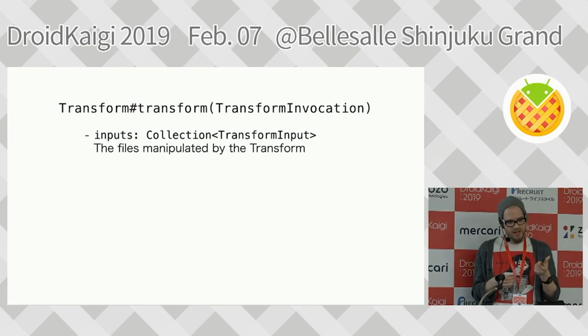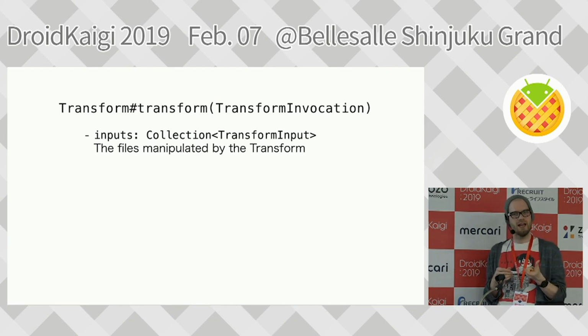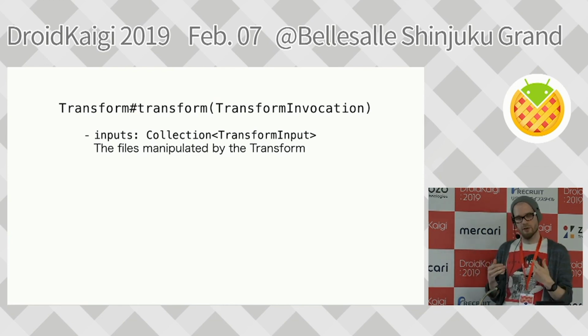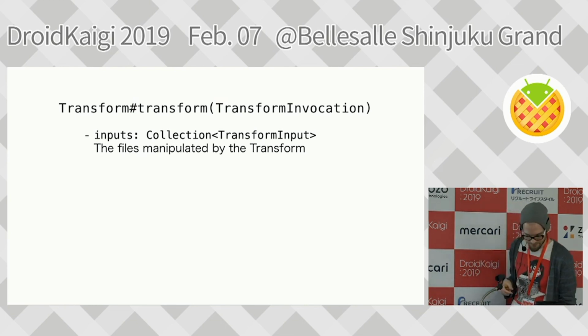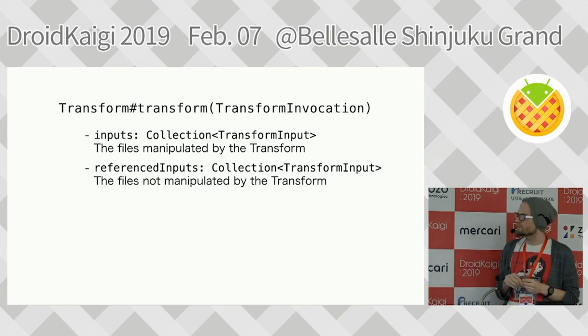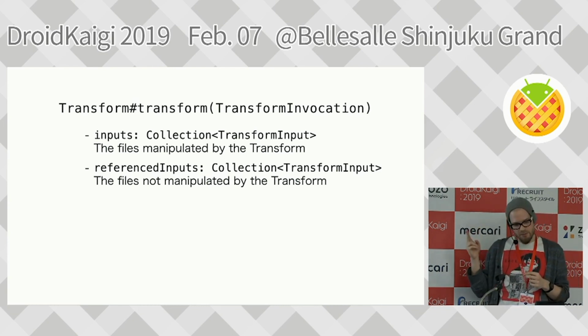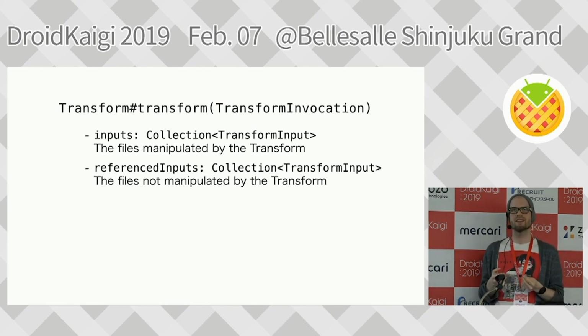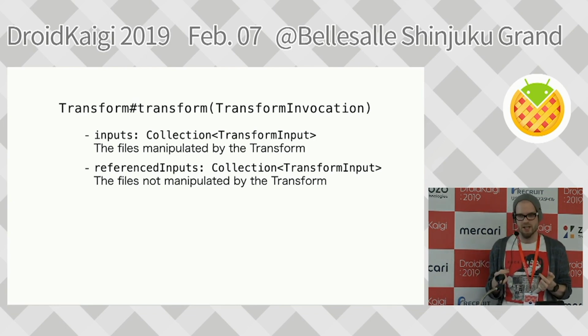So basically, you get the root directory of your class files, for example. And then it's your job to actually go through those directories and find all the class files, and then you do something with them. You also have reference inputs. The difference between these two is inputs declares all the content that you need to consume. Reference input is all the things that you don't consume, but you still can reference them. For instance, if you need your external library's code to do something in your transform, but you don't want to transform the library code yourself, then that's where you would use the reference inputs for.